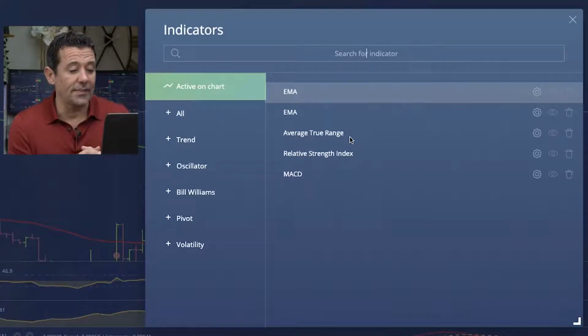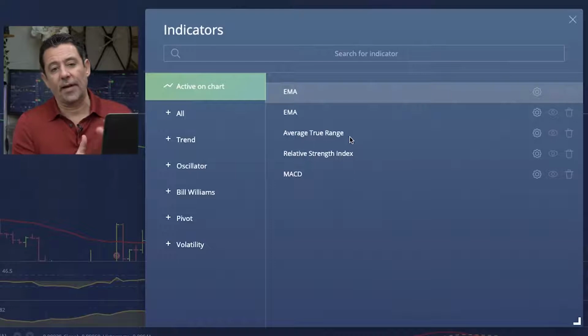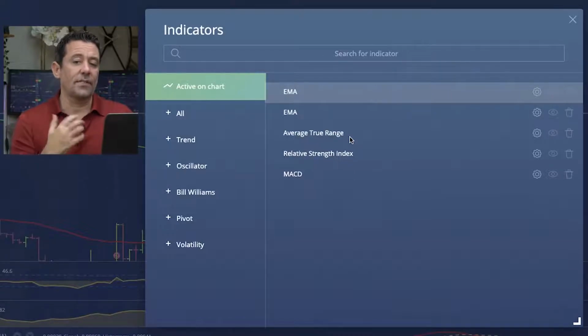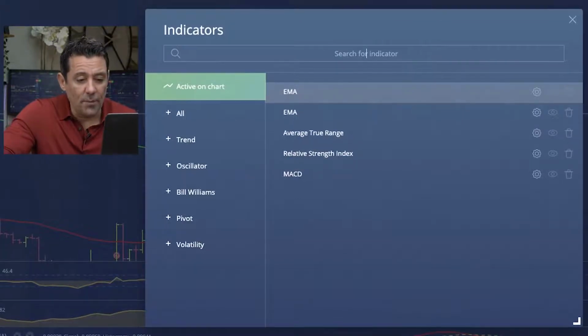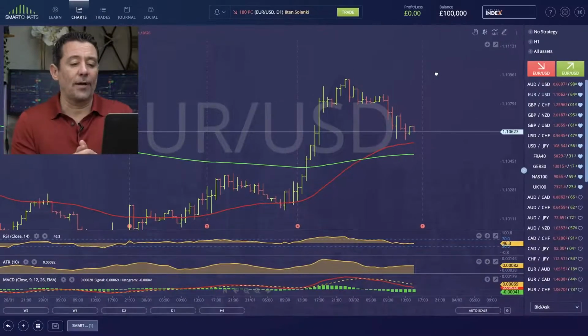It's all about volatility. Then we're looking at the relative strength index, and then we're looking at MACD, that's the moving average convergence divergence indicator, or otherwise known as the MACD. So they're the five things I'm putting on my chart to assist in my decision making. So I'll remove that from my screen now. We'll get back to the chart.